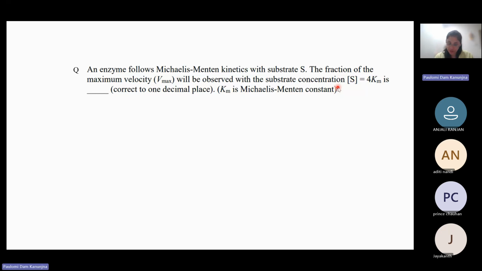Four by 5 is equal to, okay. Yeah, I wanted to highlight this. Questions like this come in GATE, questions like this come in your assignment and an exam, and they give you the cue of how to answer them. The cue here is correct to one decimal place. So your answer should be in the correct format.